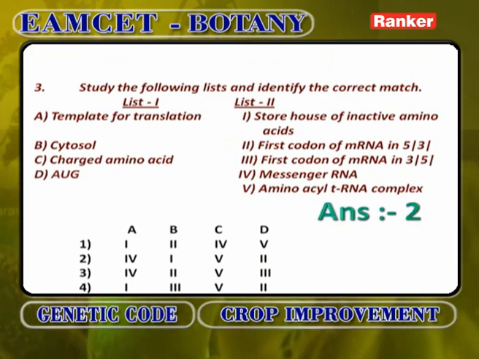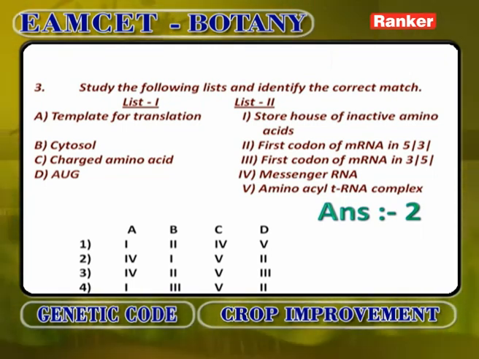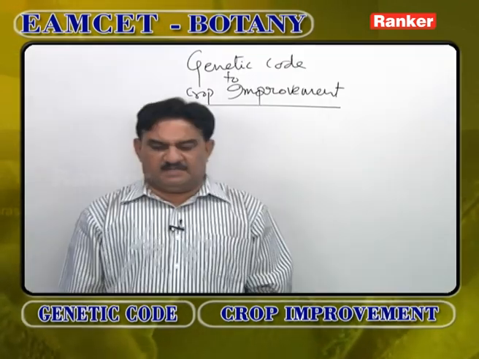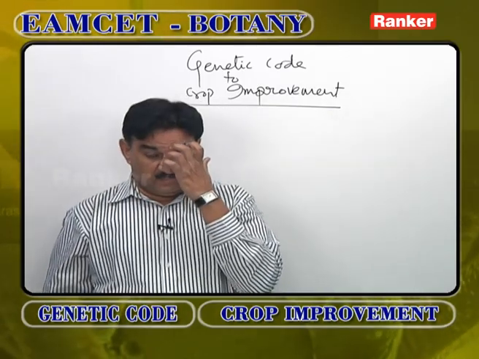Then, study the following list and identify the correct match. Template for translation, cytosol, charged amino acid, AUG, storehouse of inactive amino acids, first codon of mRNA in 5 prime to 3 prime end, first codon of mRNA in 3 prime to 5 prime end, messenger RNA, amino acyl tRNA complex. Template for translation is the fourth one, messenger RNA.